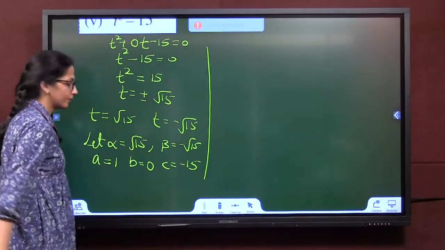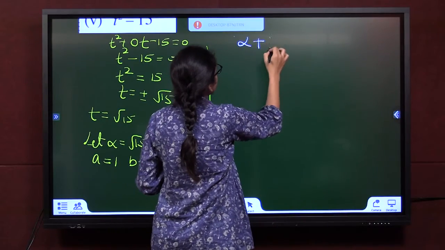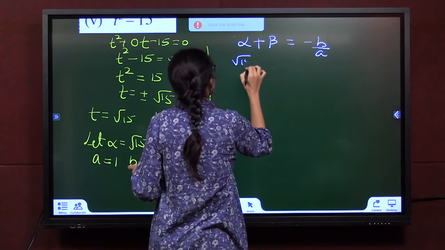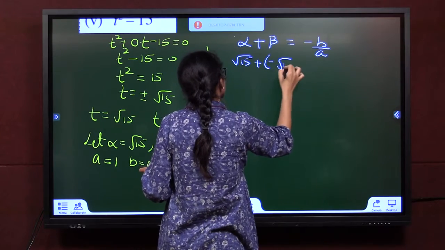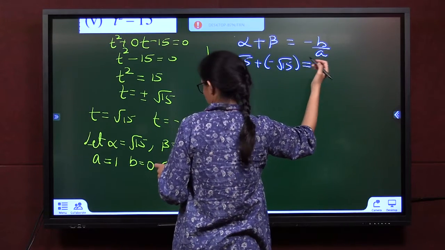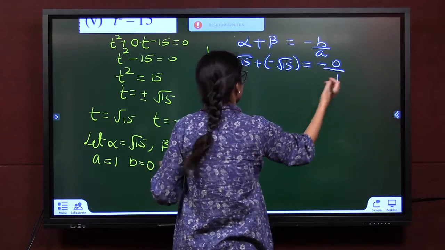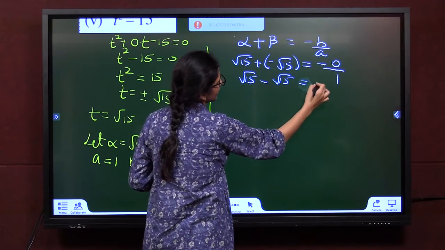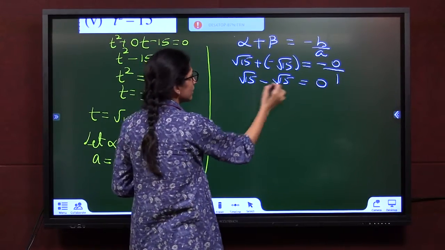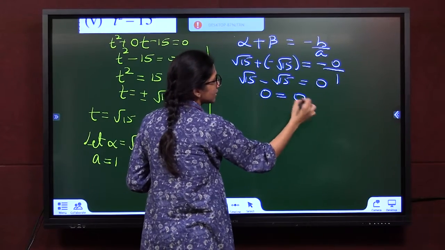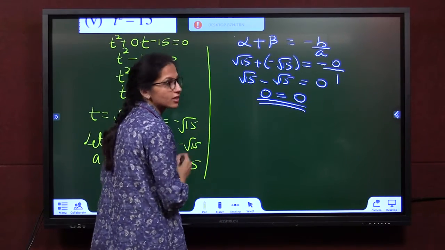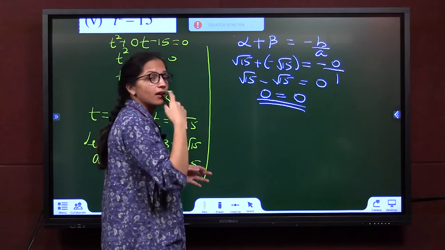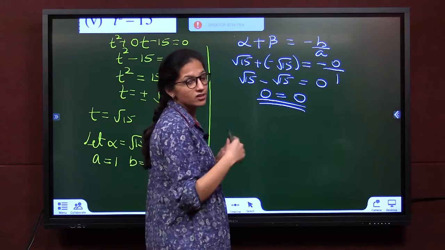Now let's begin. So alpha plus beta is equal to minus B by A. What is alpha? Root 15. Beta, minus root 15, is equal to minus, what is B? 0. What is A? 1. Root 15 minus root 15 is equal to 0. 0 equals 0, LHS equals RHS, hence relationship verified, alpha plus beta equals minus B by A. This hence verified LHS equals RHS, you're supposed to write it.